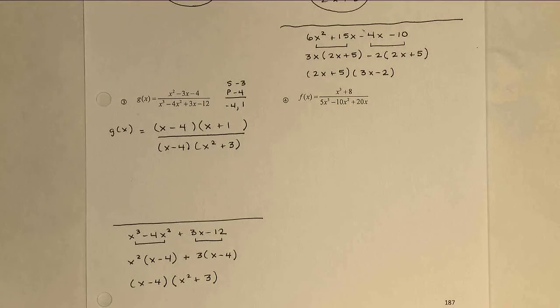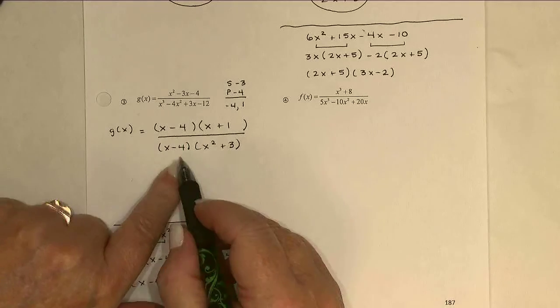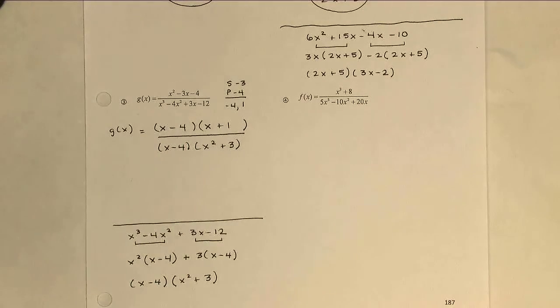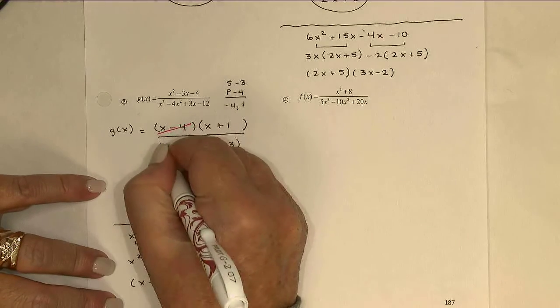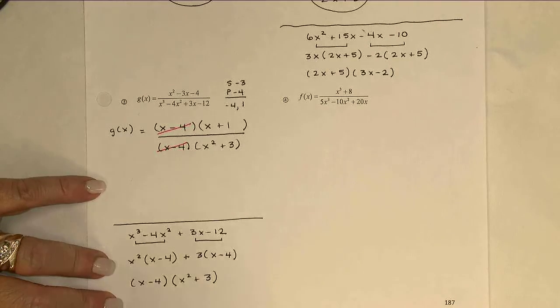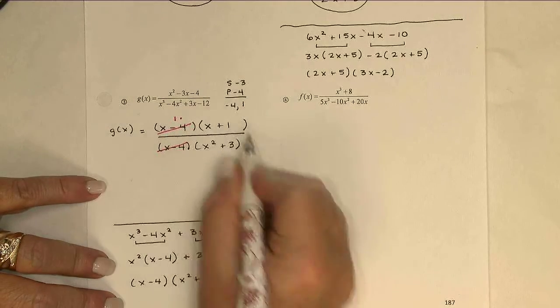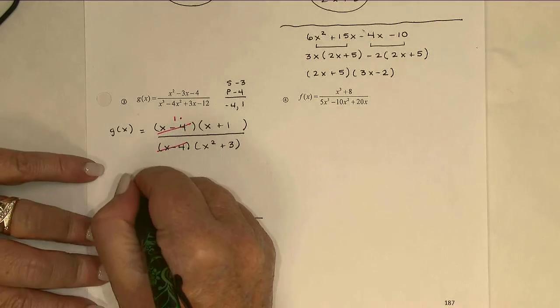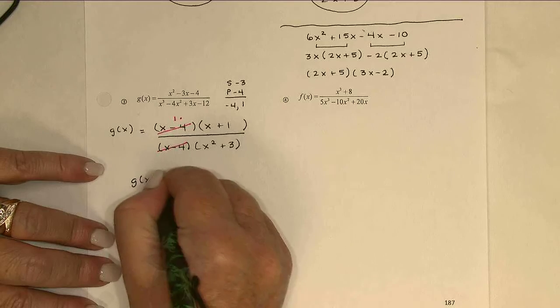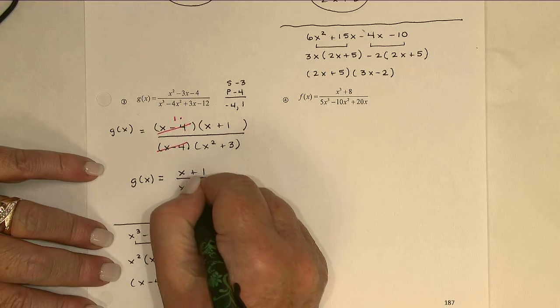All right, once again, now that everything's in factored form, I'm seeing multiplication on the top, multiplication on the bottom. Those are factors or multipliers, meaning I'm now ready to reduce. X minus 4 divided by x minus 4 is 1. So I have 1 times the rest of this. And again, multiplying by 1 doesn't change the value, so I can write the final answer as x plus 1 over x squared plus 3.